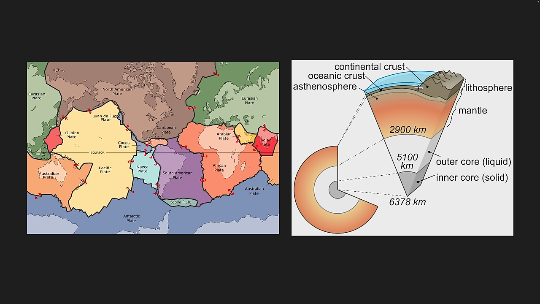The crust of a planet will come in two flavors. Either it'll be oceanic crust or continental crust. And the key difference here is that oceanic crust is thin and dense, whereas continental crust is thicker and less dense.